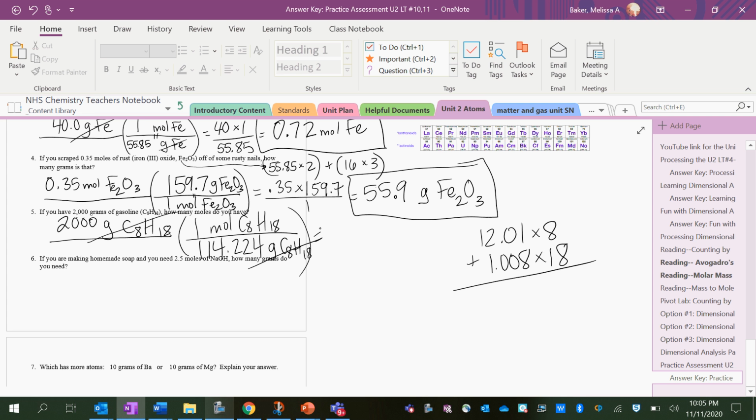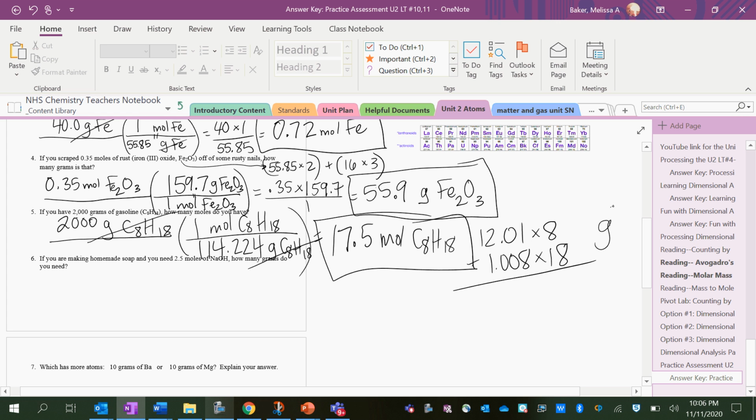So I need to do 2,000 times 1 divided by 114.224 to get my final answer, which is 17.5 moles of C8H18. Otherwise, if I left it the other way, I would have ended up with units of grams squared over moles, which makes no sense. There's like no use for those units ever.